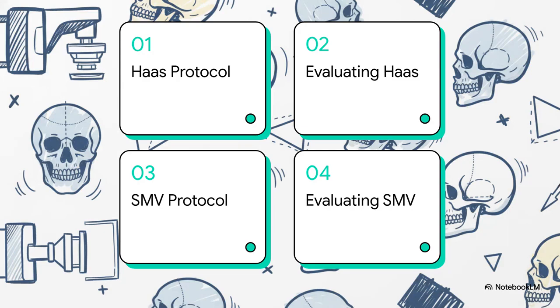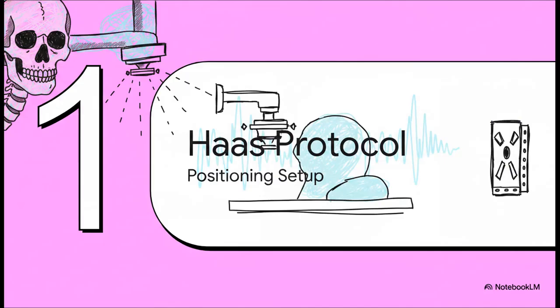So here's our clinical roadmap for today's explainer. Number 1, the Haas method protocol. Number 2, evaluating the Haas projection. 3, the SMV skull protocol. And finally 4, evaluating the SMV projection. All right, section 1, the Haas method protocol. Let's get right into breaking down the physical positioning setup.